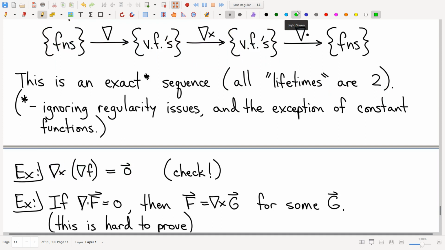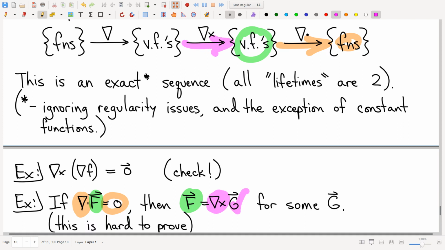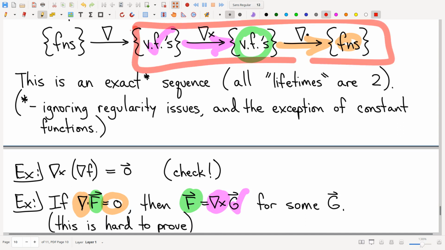Suppose you have some vector field here, and suppose that if you take the divergence of it, you get 0. I claim that that same vector field must be the curl of some other vector field. It must be the curl of something over there that I'm going to call G. And so again, look at this. We have then another lifetime of 2.